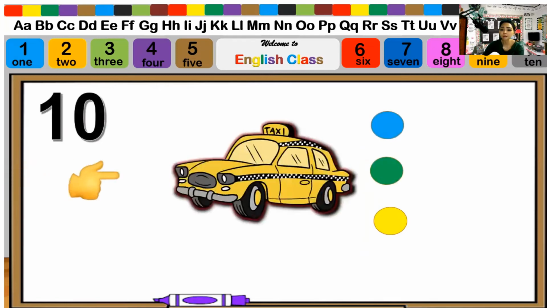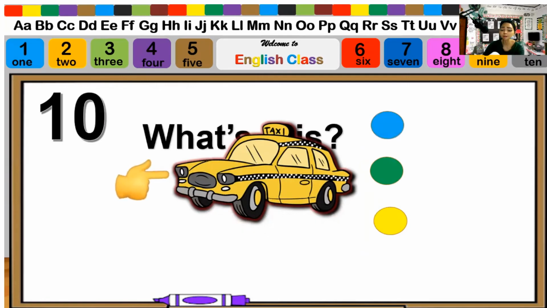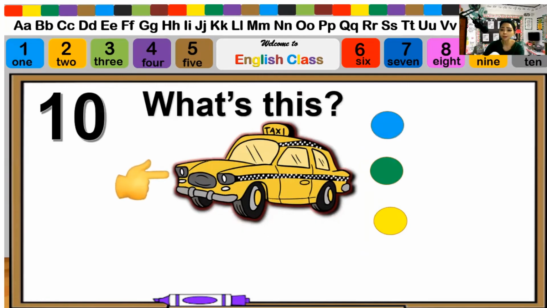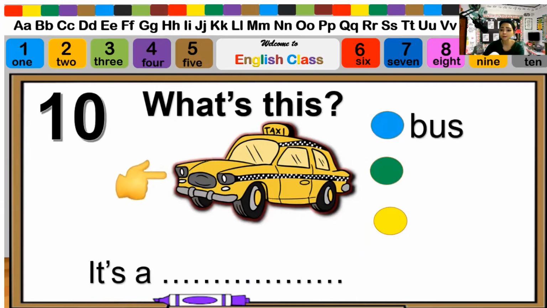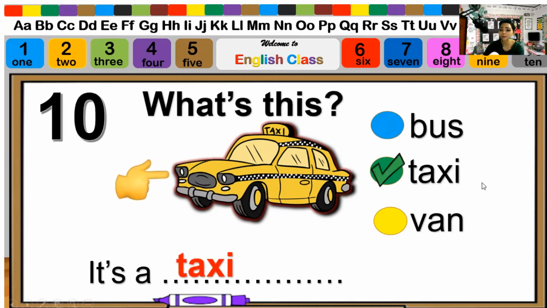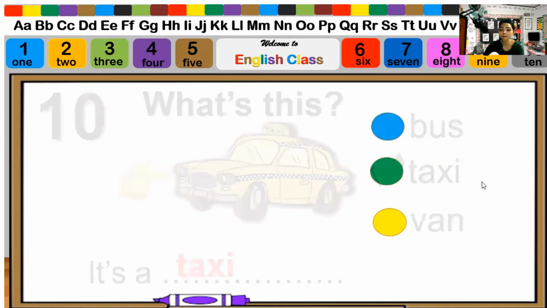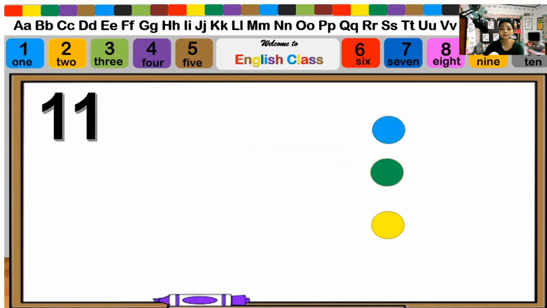All right. What will be the question? What's this or what's that? Good job. What's this? It's a bus, taxi, or van? Okay, I think you know the answer. It's very easy. Come on. All right. It's a taxi. Well done. Okay, let's keep going.